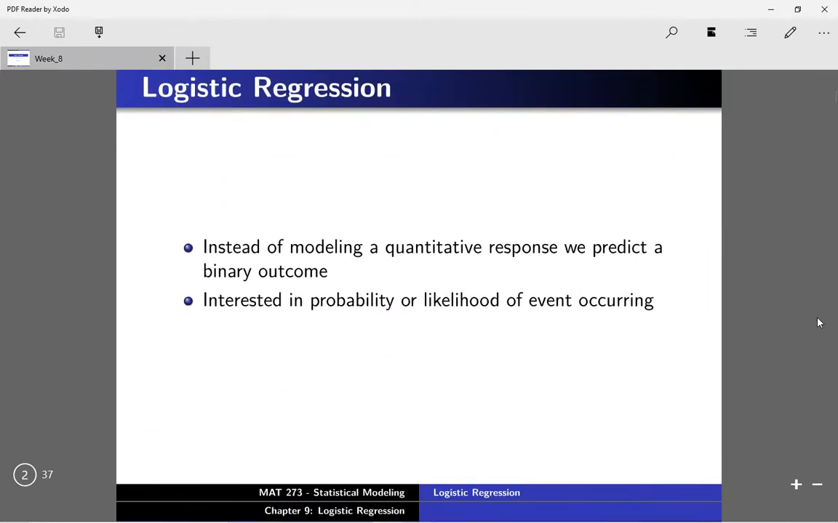In particular, we've seen before how we can model a quantitative response using ANOVA or multiple linear regression, but now we're going to be talking about when we have a binary outcome, so an outcome with two possible levels. And we're interested in modeling the probability of this categorical outcome, or the likelihood of an event occurring.